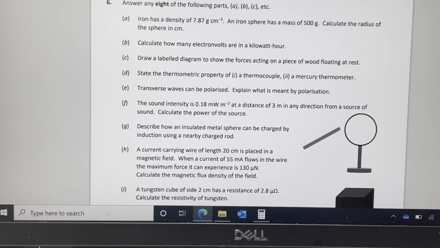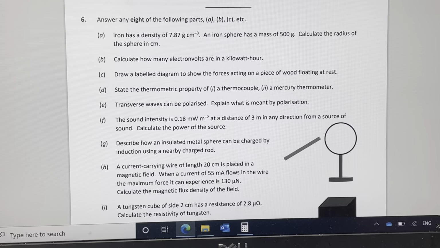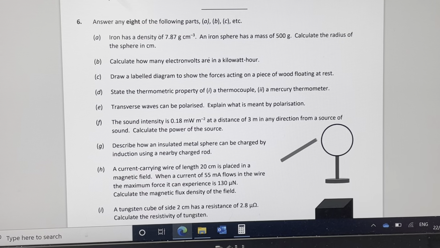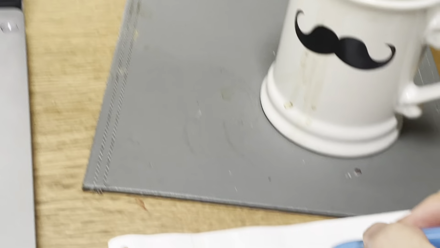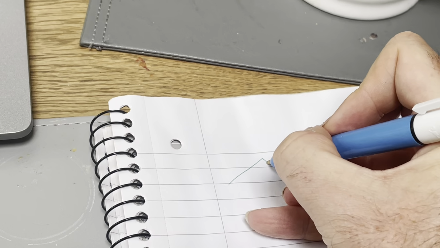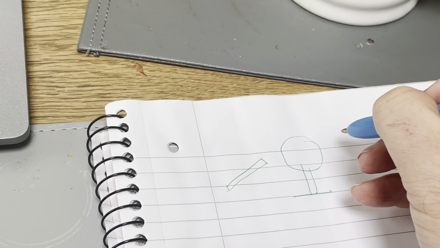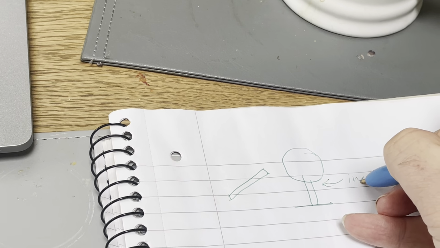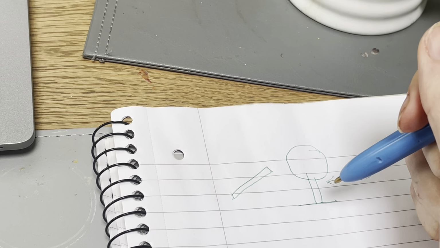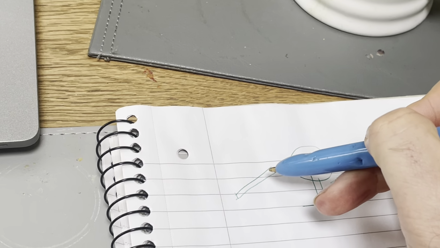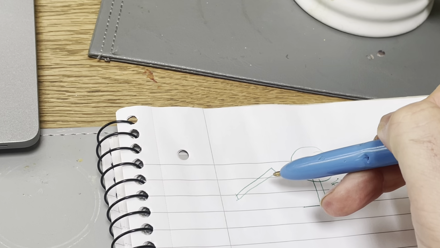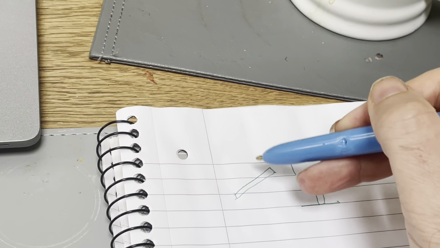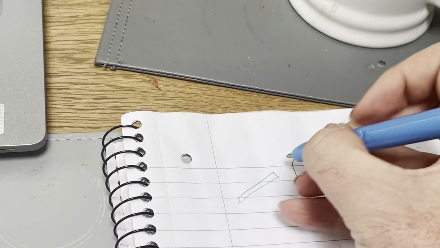Now, describe how an insulated metal sphere can be charged by induction using a nearby charged rod. Okay, let's draw the diagram. So you have your rod. It's a metal sphere, insulated metal sphere, so that's the insulation bit, and that's metal. Well, you can charge the rod, if it's a plastic one, by rubbing it on a piece of wool or something, which gets your static charge built up.